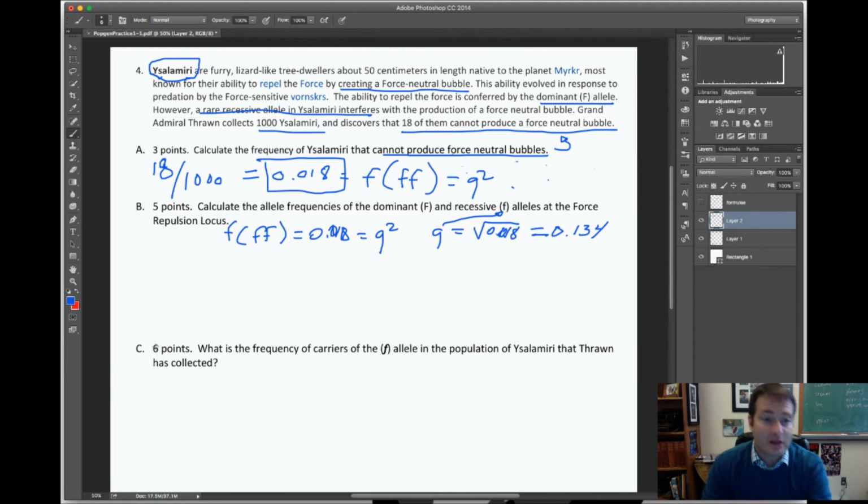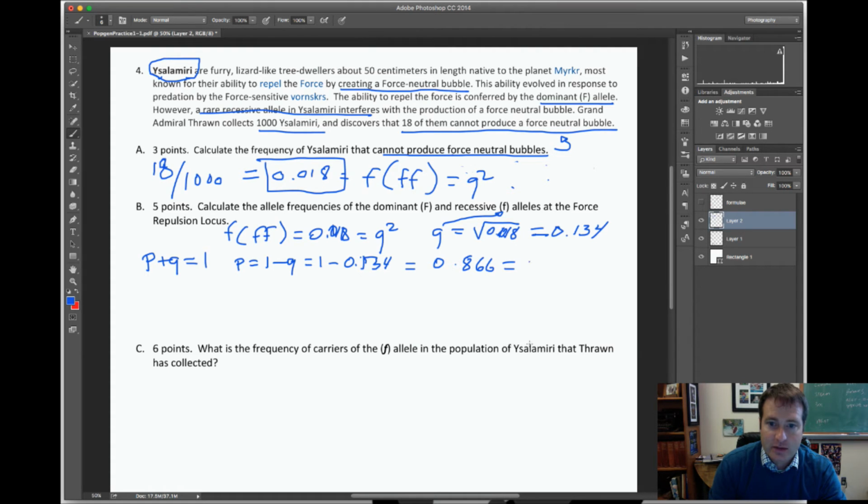One of the things that we need to know is p plus q equals 1. We have two alleles in this system. The probability of one allele is 1 minus the probability of the other. So p equals 1 minus q equals 1 minus 0.134. Can't write today. So let's use the calculator because apparently doing math in our heads is bad. 1 minus 0.134 equals 0.866. Yeah, I knew that. I knew it.